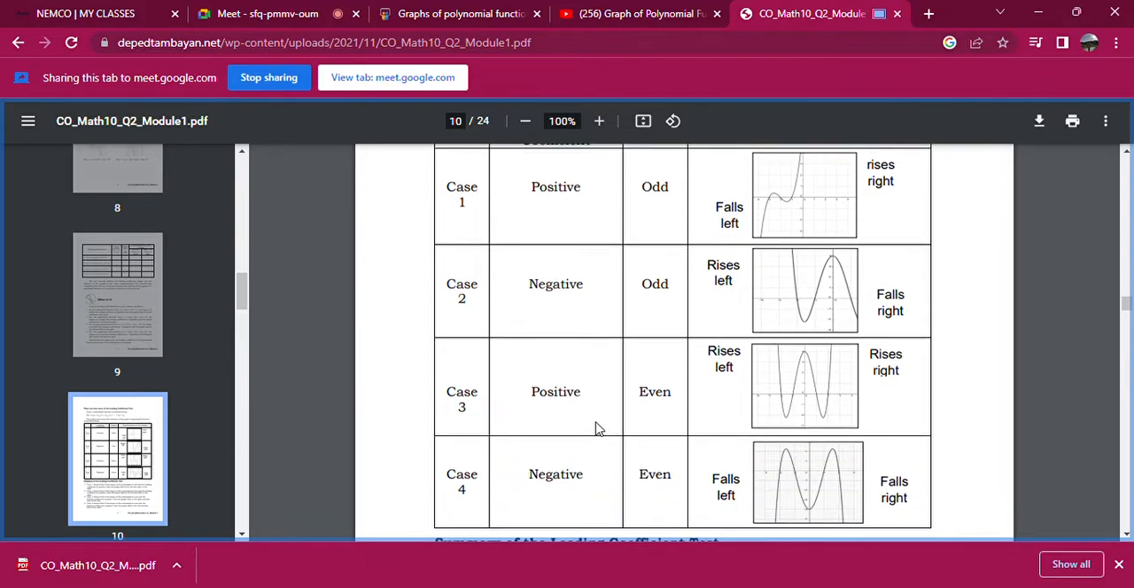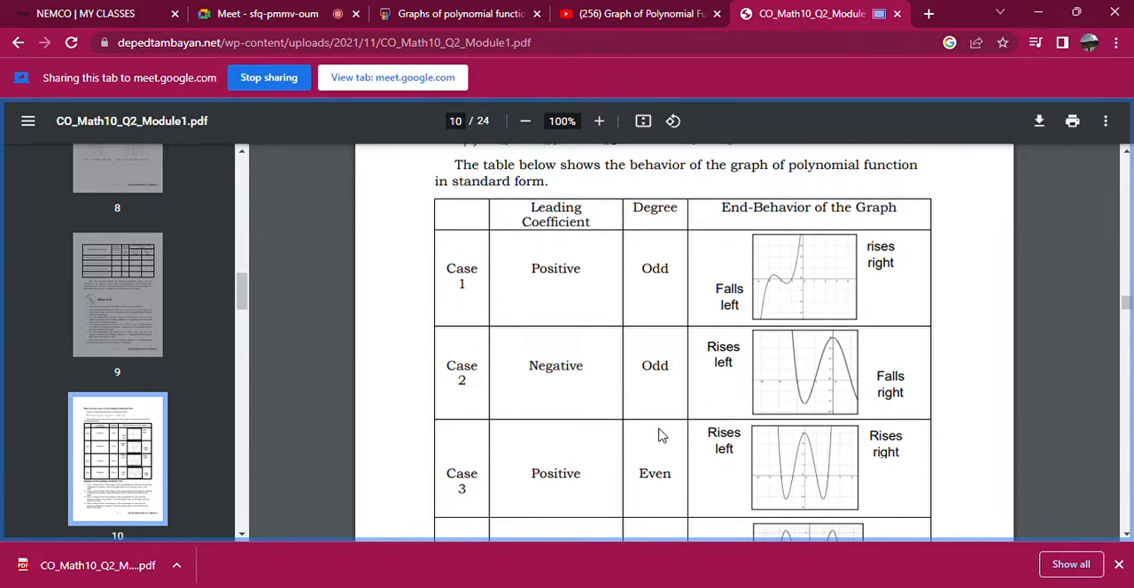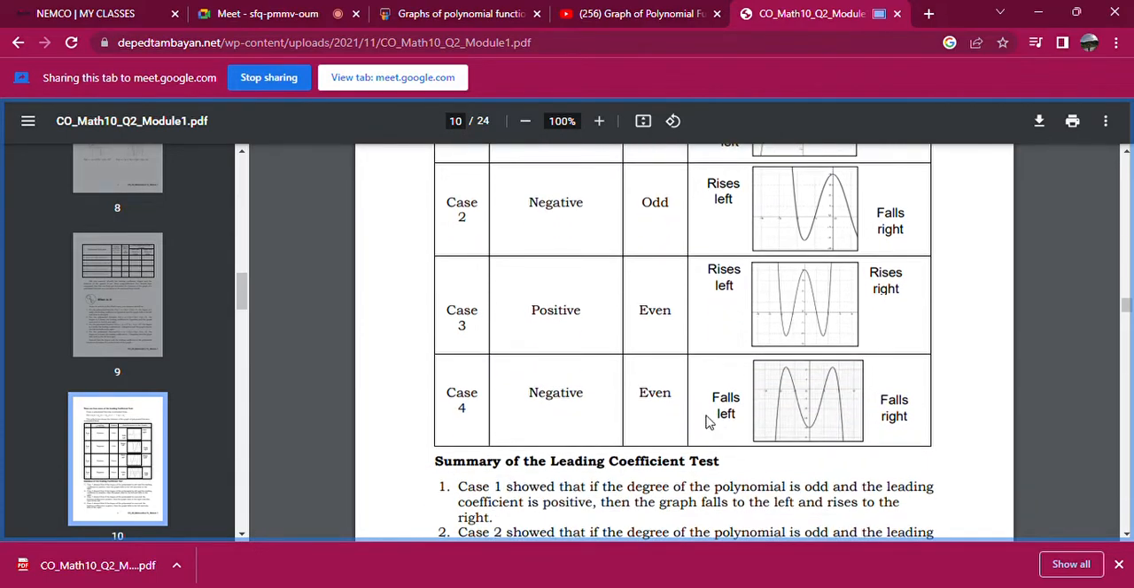And then, sa case 3, if positive ang imong leading coefficient and even ang degree, like for example, 2x to the power of 2. So, your leading coefficient is positive 2, and degree nimo is 2, so that is even. So, positive and even, pasabot, it rises both left and right. Pero, sa case 4, kung negative ang imong leading coefficient, tas even ang imong degree, so falls siya sa both left and right.